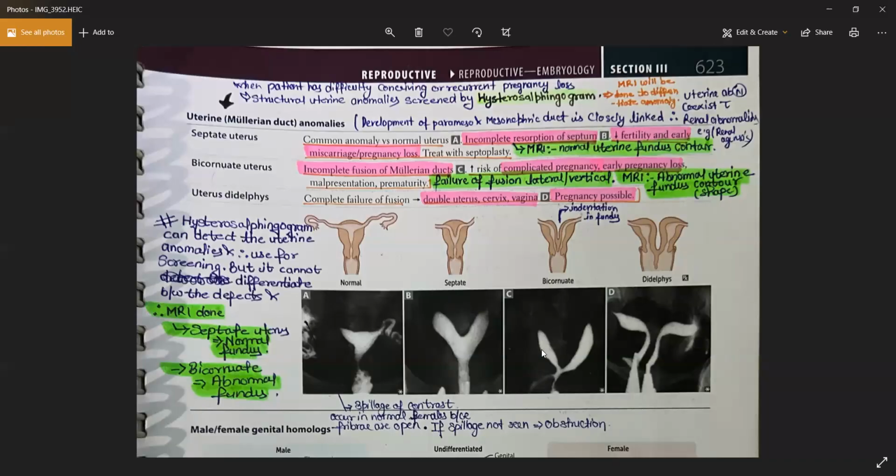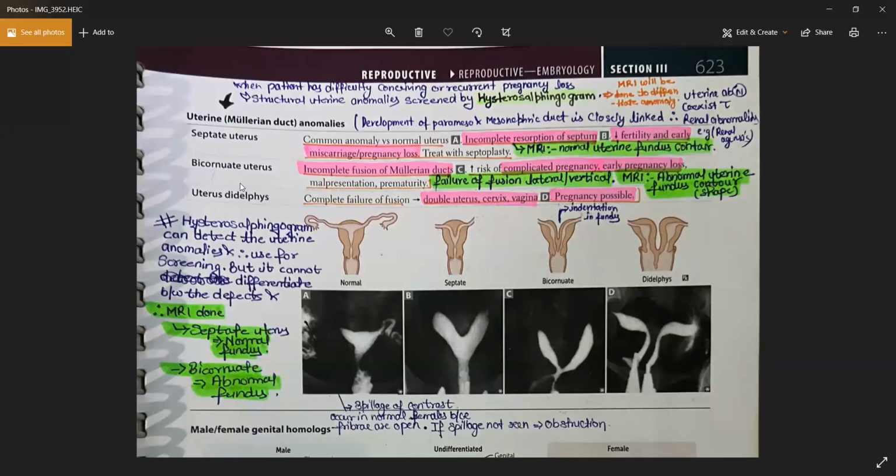So you always need to perform two tests whenever you see a patient having a septate kind of uterus. One is the hysterosalpingogram and the second is the MRI of the patient. On the hysterosalpingogram, you will see that the patient is having a septate thing. And now you're not sure, so you need to do the MRI to check the fundus contour. If the contour is all normal, that means it is a case of septate uterus. If the contour is abnormal, that means it is a case of bicornuate uterus.